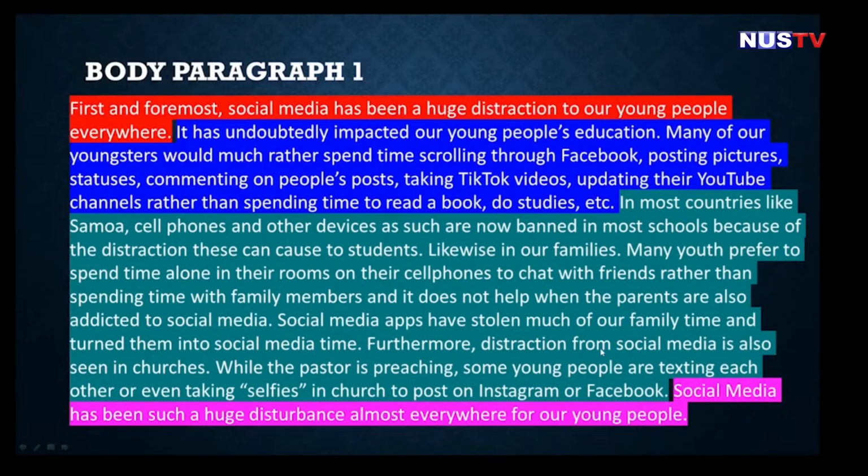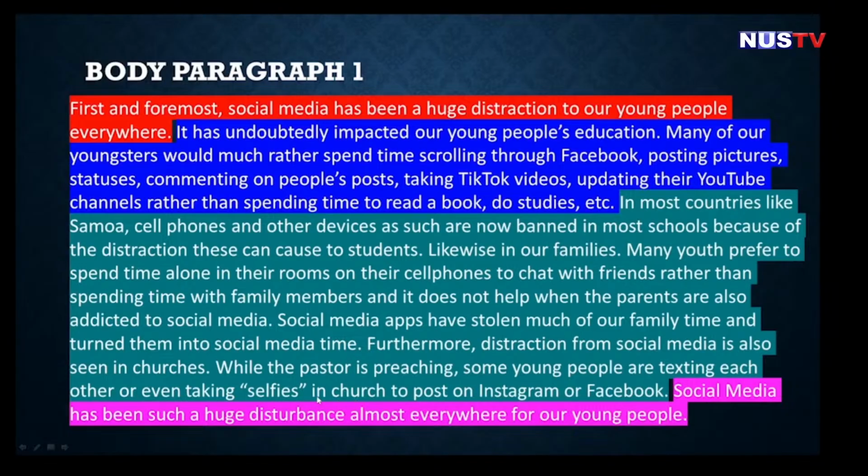Furthermore, distraction from social media is also seen in churches. While the pastor is preaching, some of our young people are texting each other or even taking selfies in church to post on Instagram or Facebook. Social media has been a huge disturbance almost everywhere for our young people.